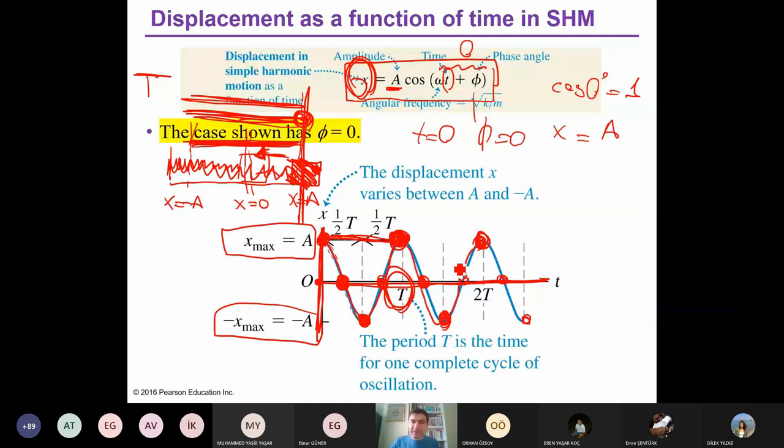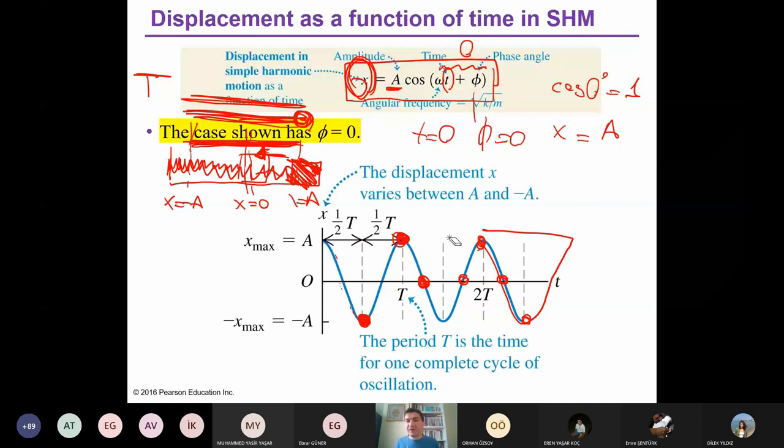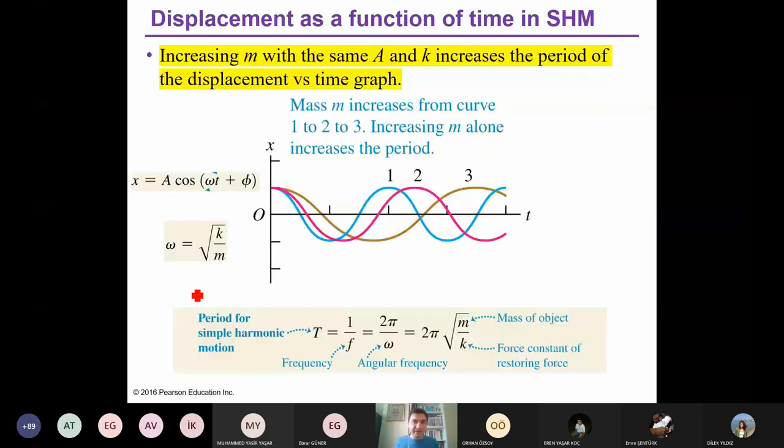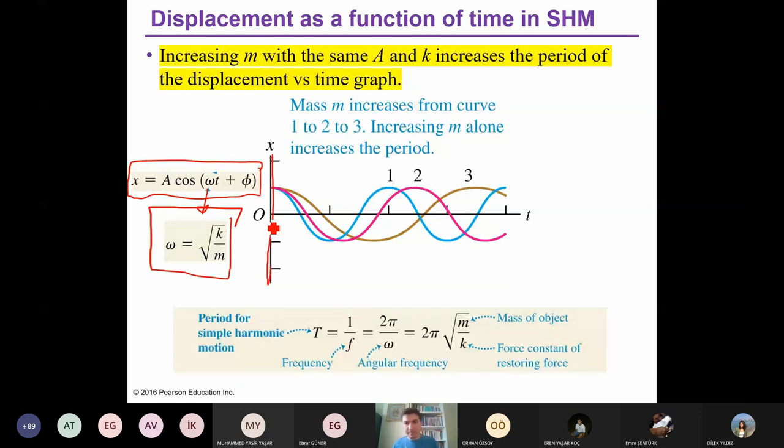Okay, this is the displacement x as a function of time in simple harmonic motion. We have investigated the position x, displacement as a function of time. Now let me continue. So this is the x. x is given by A cosine of omega t plus phi, and in the previous transparencies we have calculated that this omega is given by the square root of k over m. Okay, so this is the x, this is the time.